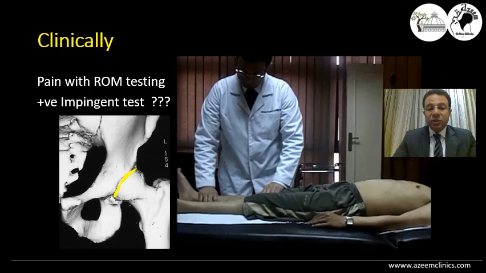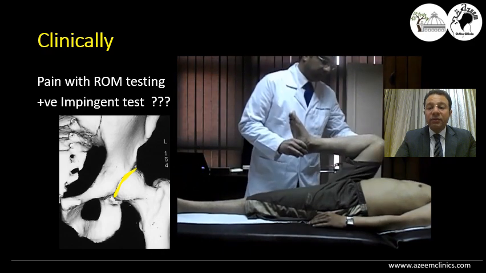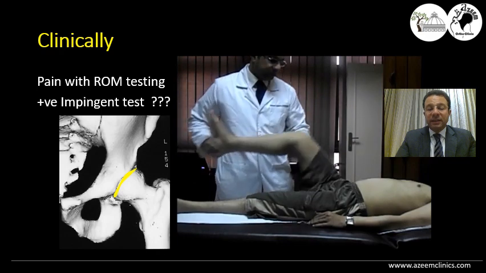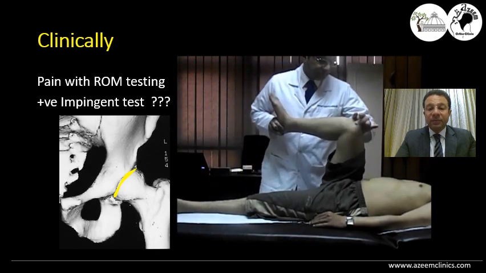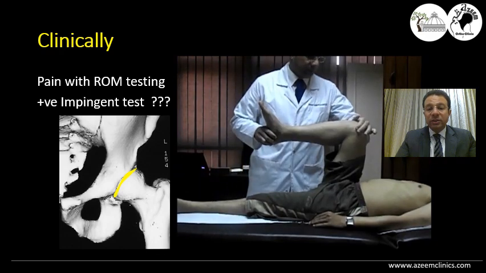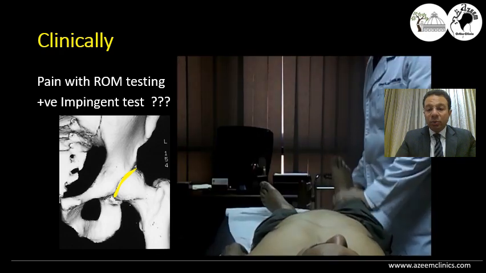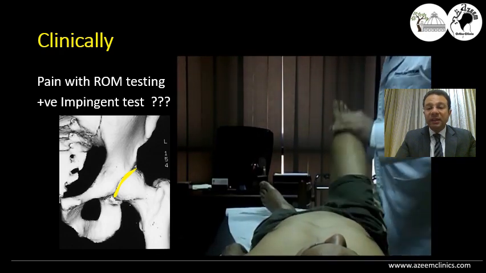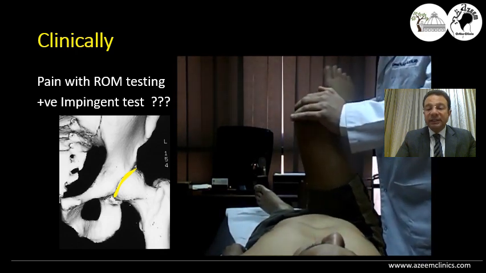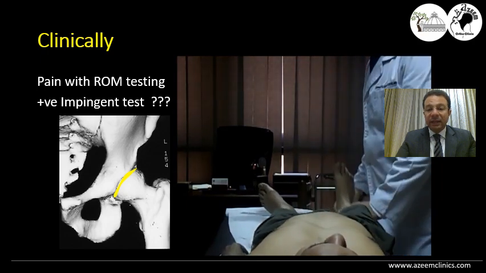Clinically, there is no specific single test for detection of acetabular dysplasia. However, these patients have pain with range of motion testing. Usually they have positive impingement tests, which is flexion, adduction, internal rotation. On this maneuver, they usually feel pain because of stressing the degenerated or the torn labrum against the femoral head.